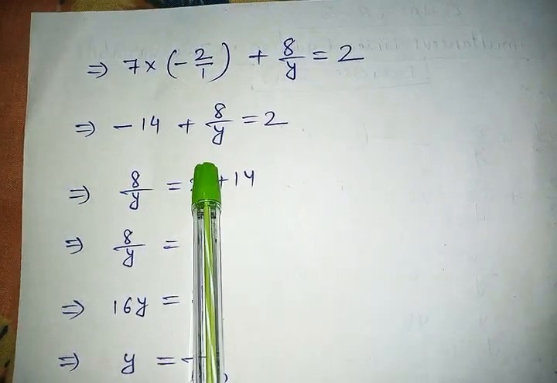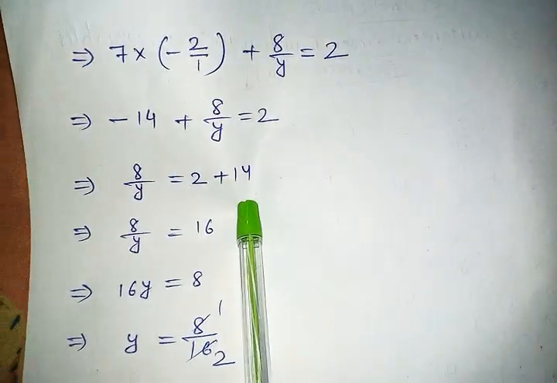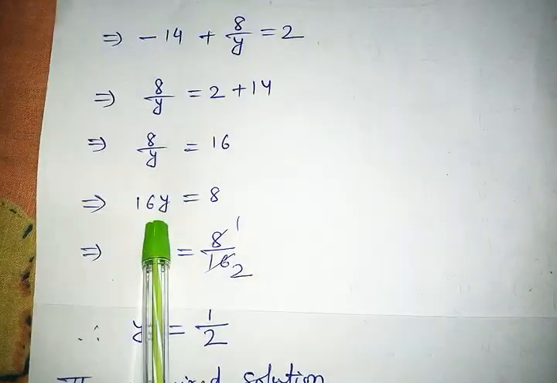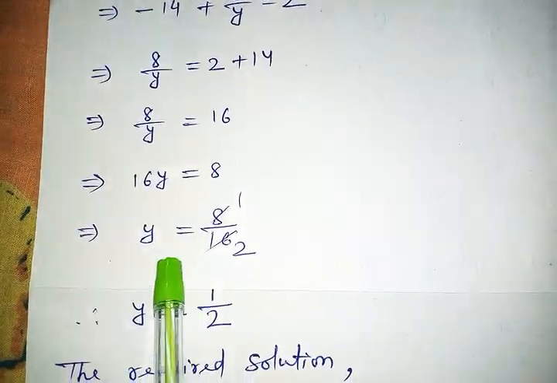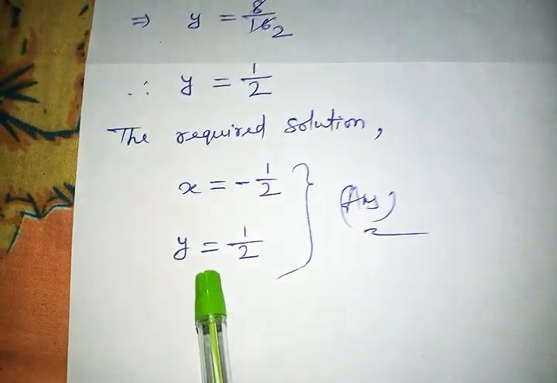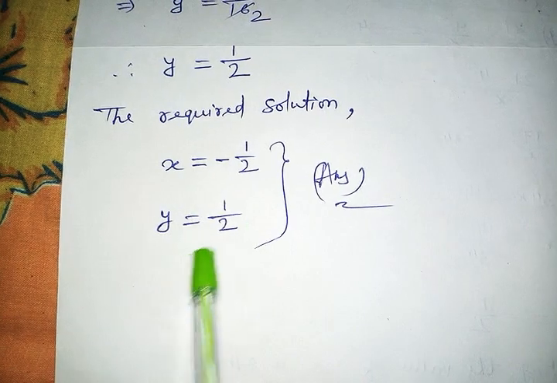So 8 by y equal to 2 plus 14, minus 14 came this side, plus 14. 14 plus 2 is 16. 16 into y, 16y. 8 ones are 8. Y equal to 8 by 16. Therefore y equal to 1 by 2. Finally our x is minus 1 by 2, y is 1 by 2.